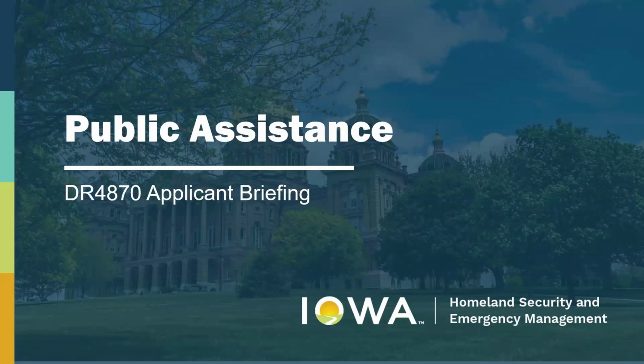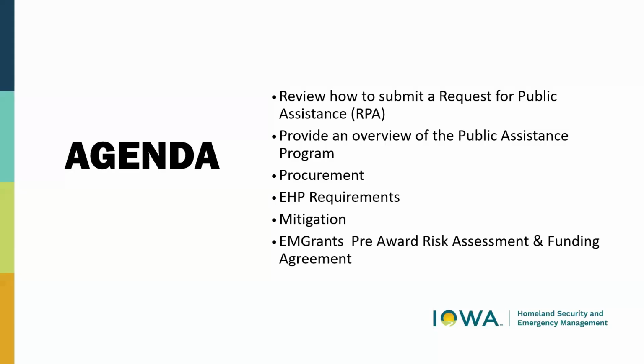My name is Ashley Middleton, and I am our Field Delivery Program Manager with Iowa Homeland Security and Emergency Management. Today is our applicant briefing for Disaster 4870. For our agenda, we'll cover how to submit a request for public assistance, provide an overview of the public assistance program, discuss procurement, EHP requirements, mitigation, and then our EM Grants system and some of the steps you need to accomplish in there.